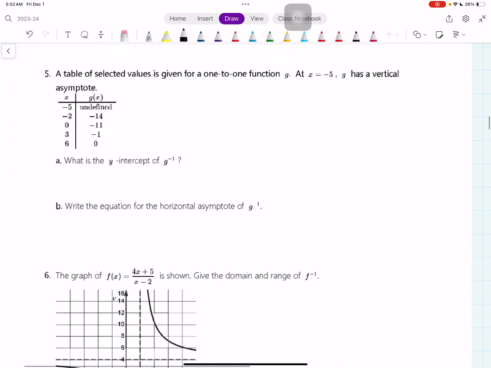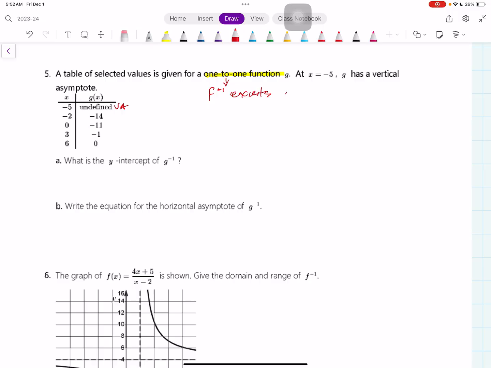Number 5. Table of selected values is given as a 1-to-1 function. Okay, cool. At x equals -5, it has a vertical asymptote. Okay, so there's your vertical asymptote here. And then what in the world's going on here? Okay, so if it's 1 to 1, that means f has an inverse. So that's what that tells me. So f inverse exists.